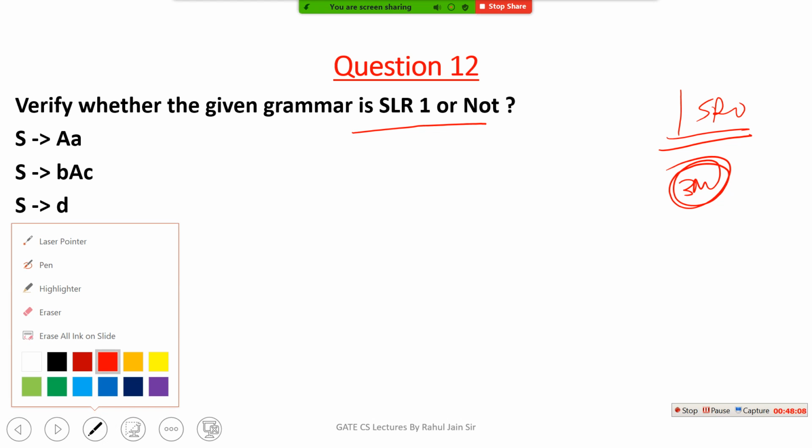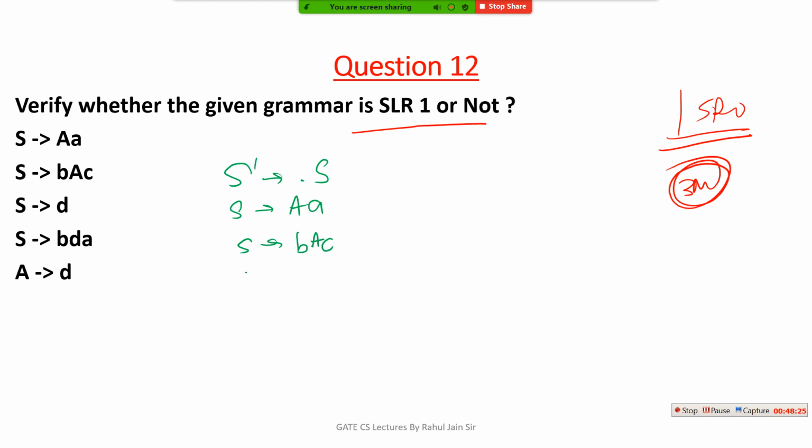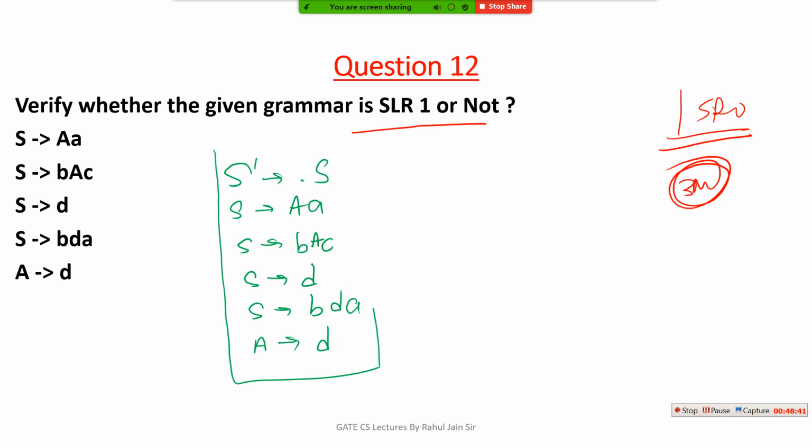Now I am solving, guys. Just focus here. S' derives S, S derives A, S derives B A C, S derives D, S derives B D A, and A is deriving D. Okay, this is my I0 state.